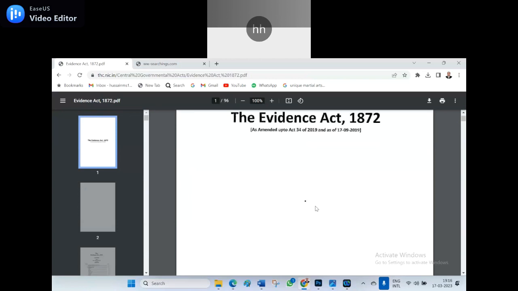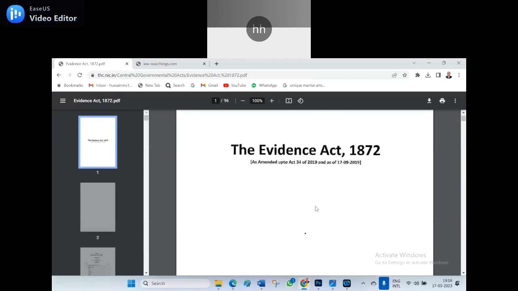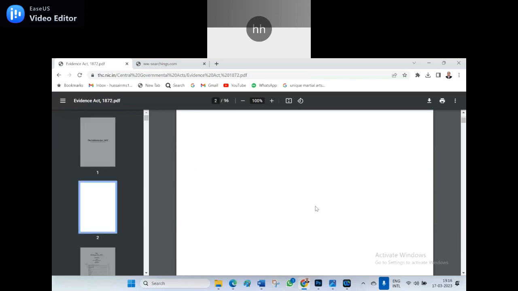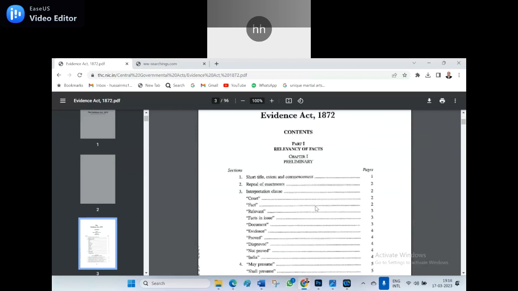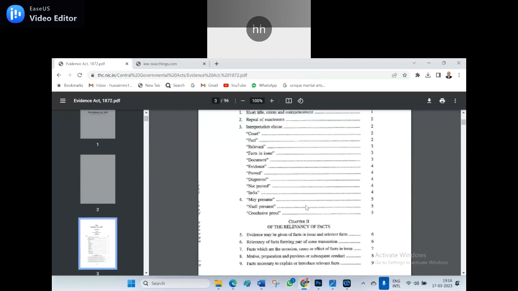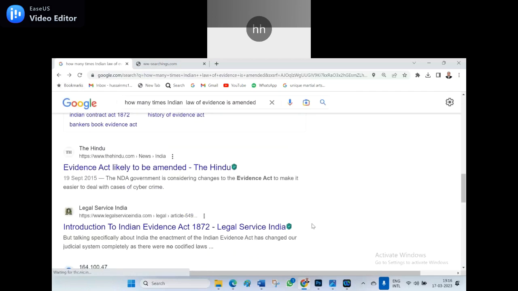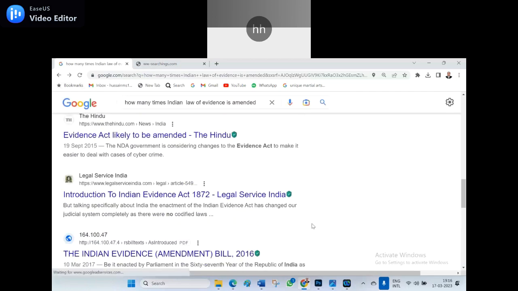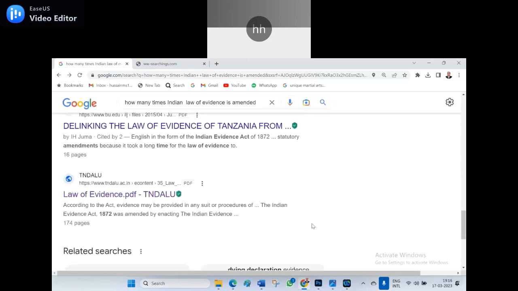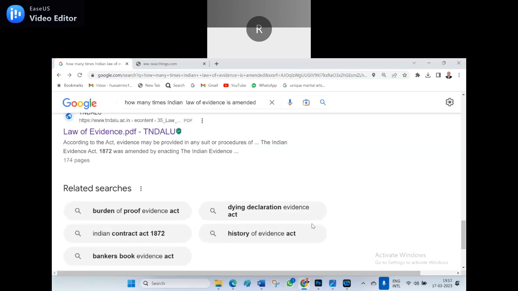Yeah, it is open. The Evidence Act 1872 as amended up to Act number 34 of 2019, as of 17/9/2019. So this is the latest amendment and the relevancy of the fact preliminary. Of course, we need not make it out because there are many things made. But what we are interested in is only when it is amended, and how many times it is amended. Again, another question. How many times has it been amended?